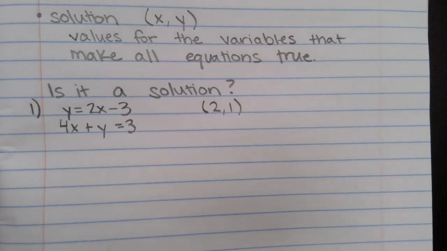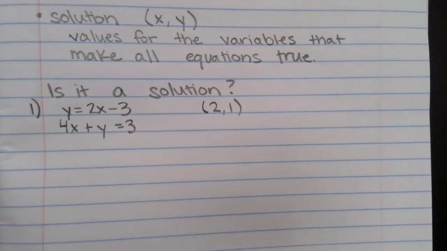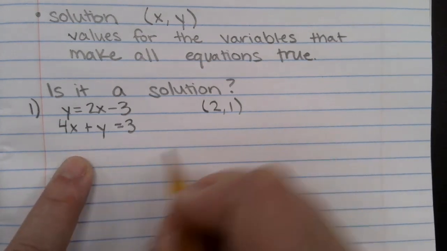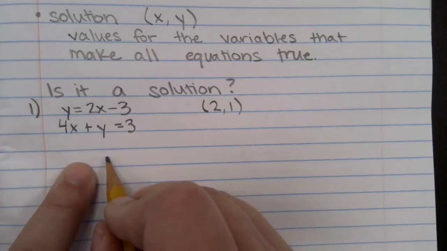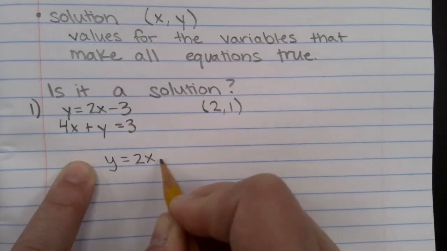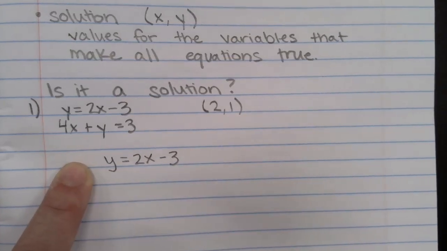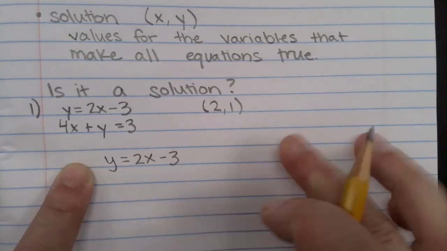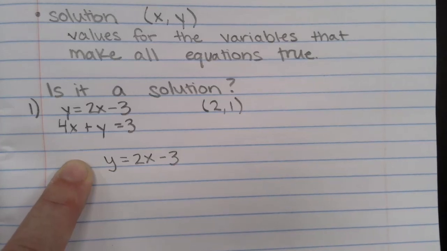How do you know? When I input 2, do I always get 1 as an output? Yes. Let's try it out. So we're going to do it with 2 of the equations. I'm going to start with y equals 2x minus 3, and I'm going to put in the different parts that I have in this ordered pair.